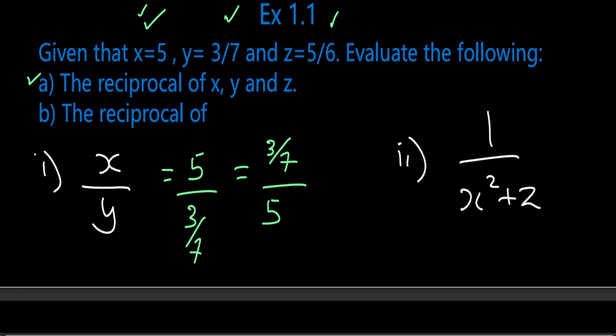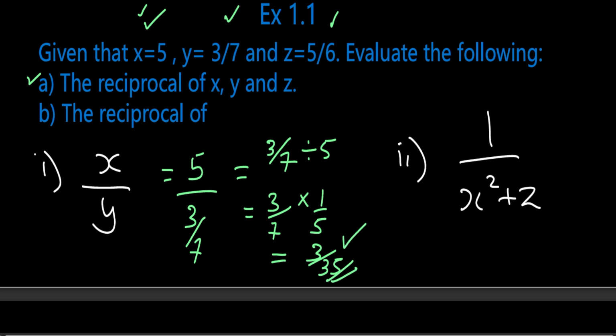Okay, in which 3 over 7 divided by 5 can be written this way, and if you change the division into multiplication, it's going to be 3 over 7 times 1 over 5, and as a result the final answer is going to give you 3 over 35. So that's the answer to the first question.